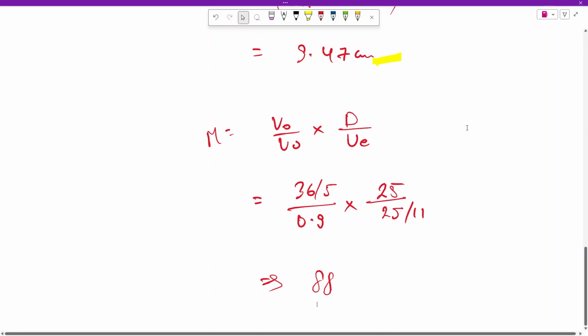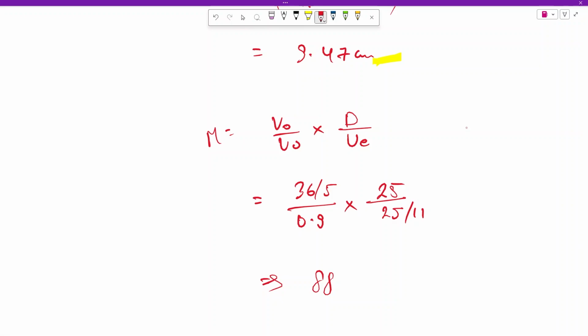We also need to find the magnification in this case. So magnification is given by v0 by u0 into D by ue. We know the value of v0 over here. We have calculated it as 36.5, and u0 is given, that is 0.9, the distance of the object from the objective. D is known, that is 25 centimeter, and ue we calculated as 25 by 11. So using this formula and substituting the values, we will get a result of 88. That is, the magnification of this microscope is 88x.